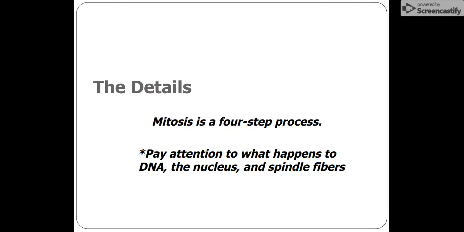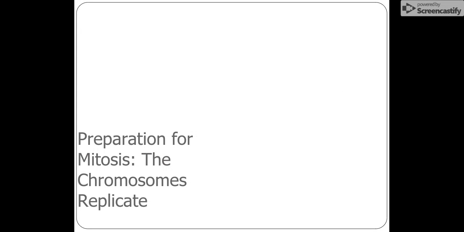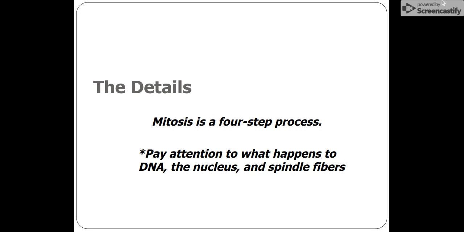of mitosis. Okay. Again, there are 4 steps to mitosis, and we're going to be paying attention to what happens to the DNA in each of these steps, what's happening to the nucleus, and then what's happening with the spindle fibers. If you remember back to where we talked about the different parts of the cell, we talked about how we have the centrioles. Those centrioles create spindle fibers. So we'll pick up here in the next video.